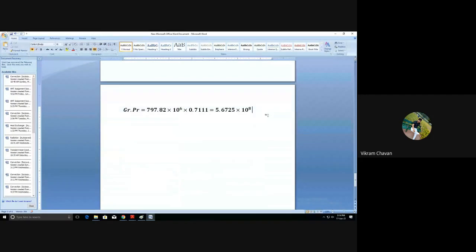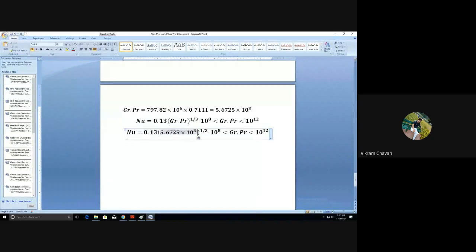Okay, so second condition. The Nusselt number is equal to 0.13 multiplied by the Grashof number multiplied by the Prandtl number, raised to 1 by 3. The Grashof number and Prandtl number product we have already calculated. Just put in that product, raised to 1 by 3, that is nothing but 0.33. So take this 5.6725 multiplied by 10 to the power 8, bracket raised to 1 by 3, that is nothing but bracket raised to 0.333.